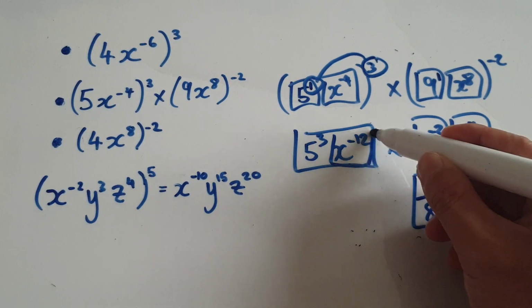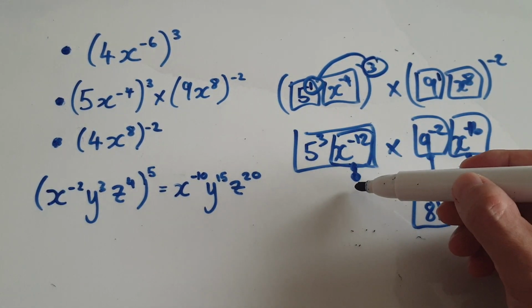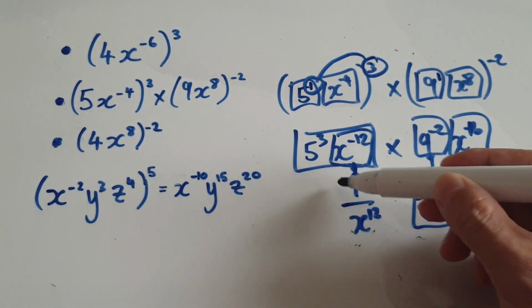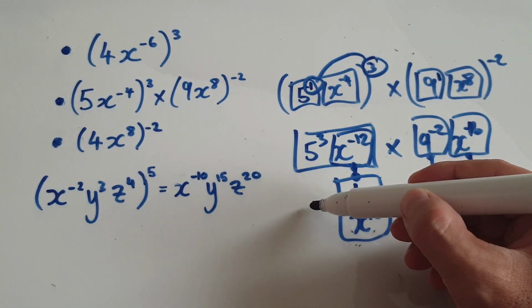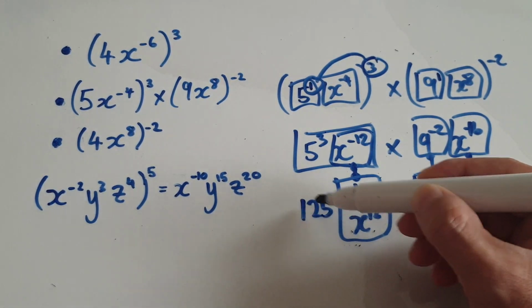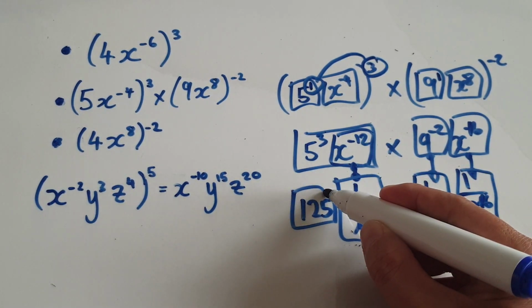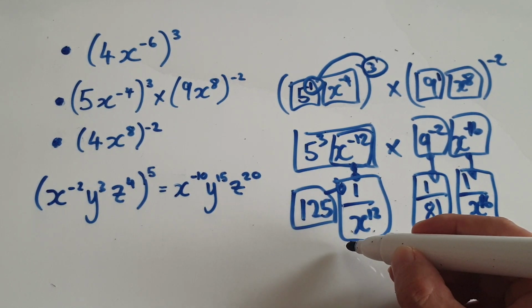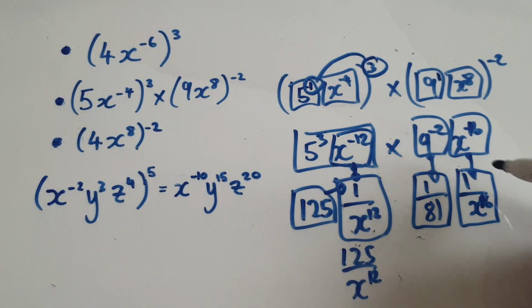Let's look at this as one block. We don't really understand what it means to have a power of a negative 12, so we would immediately jump to 1 over x to the power of the positive version. So that's one block. 5 to the power of 3 is 125. Jump to your calculator if you don't know. And then this gets multiplied to the top because you're multiplying by a fraction. So that would be 125 over x to the power of 12.